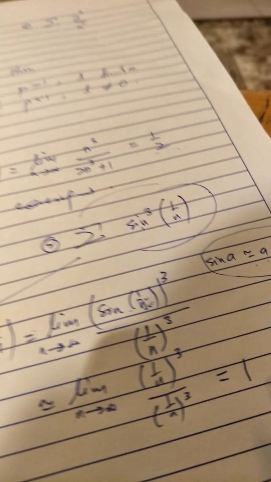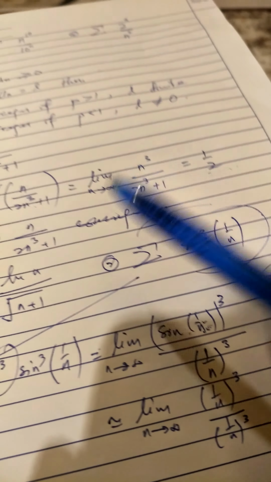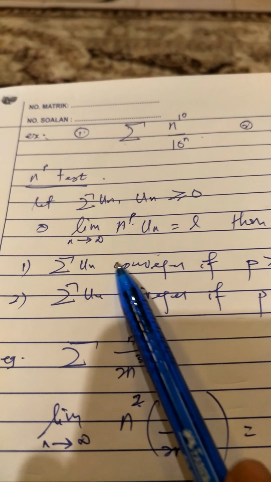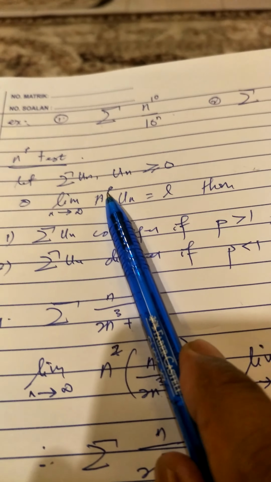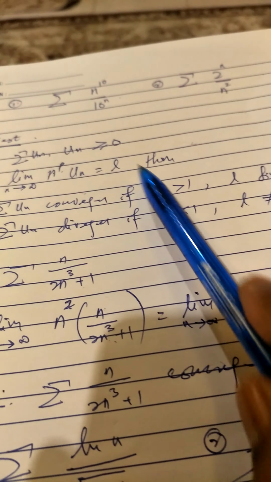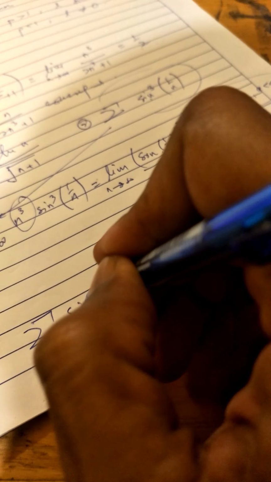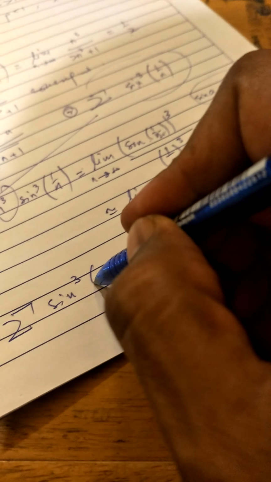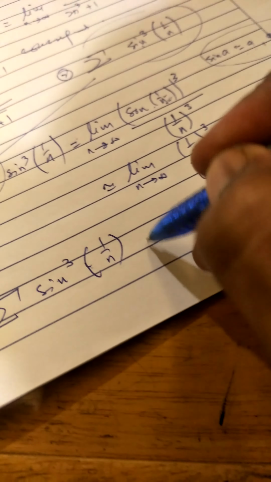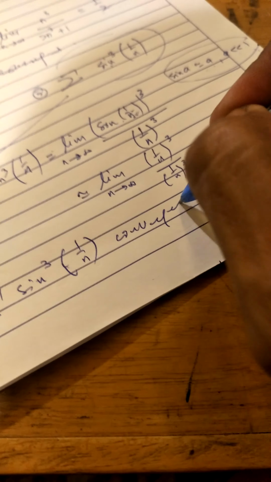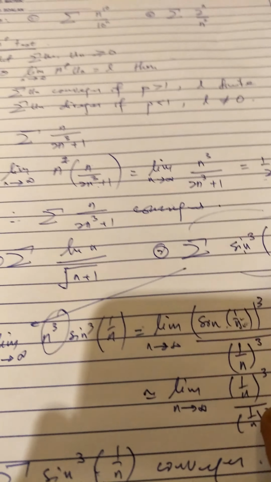Look at our test. Our p is 3 and our L is 1, which is finite. So therefore the series sine cubed of 1 over n converges.